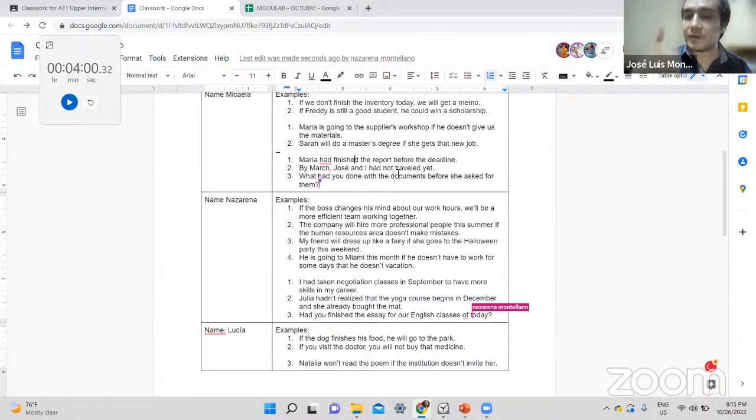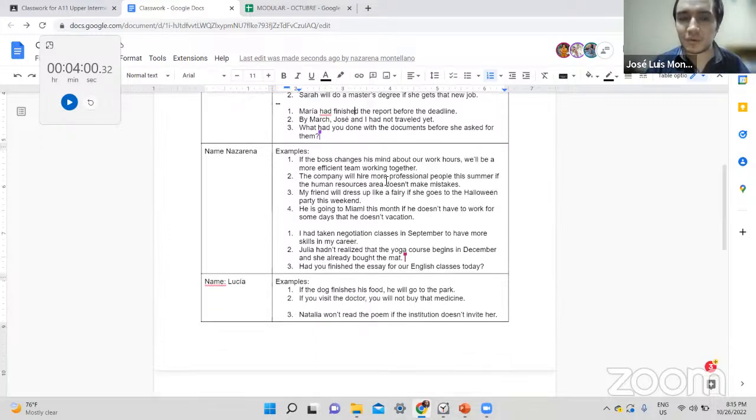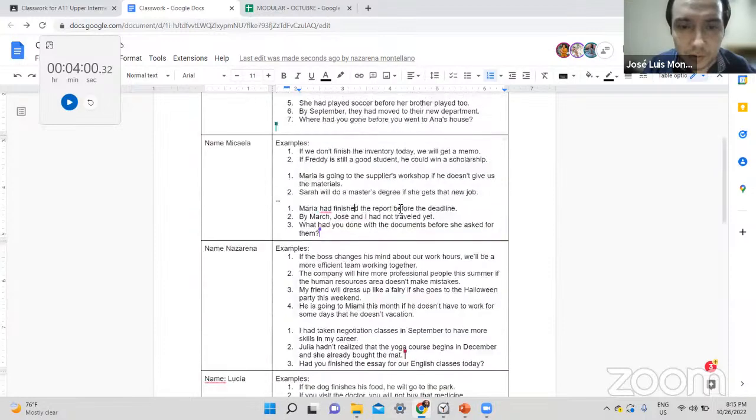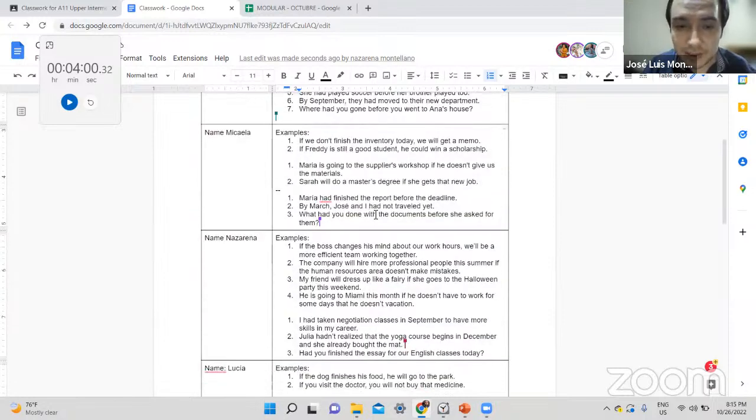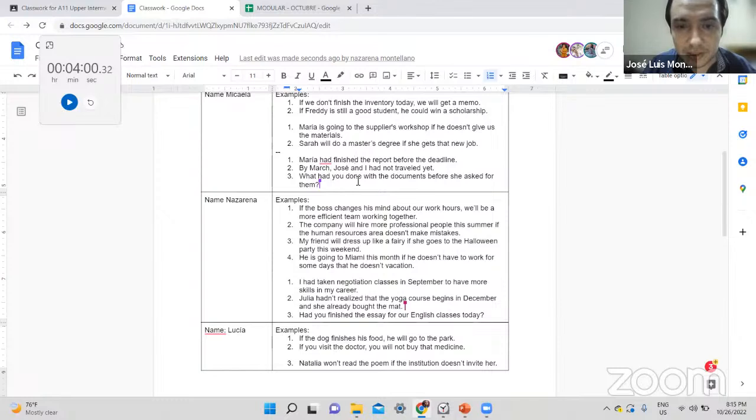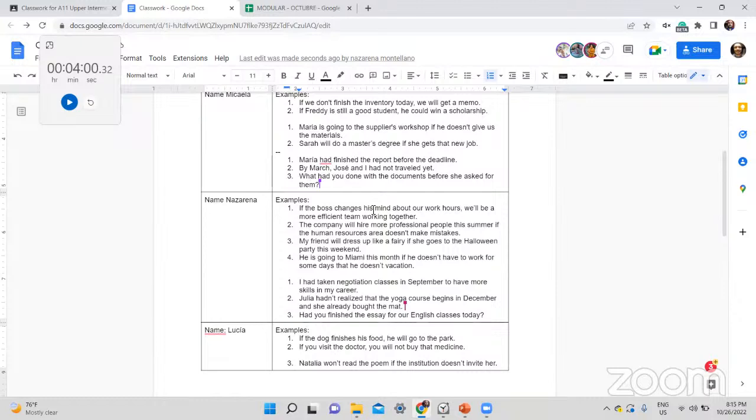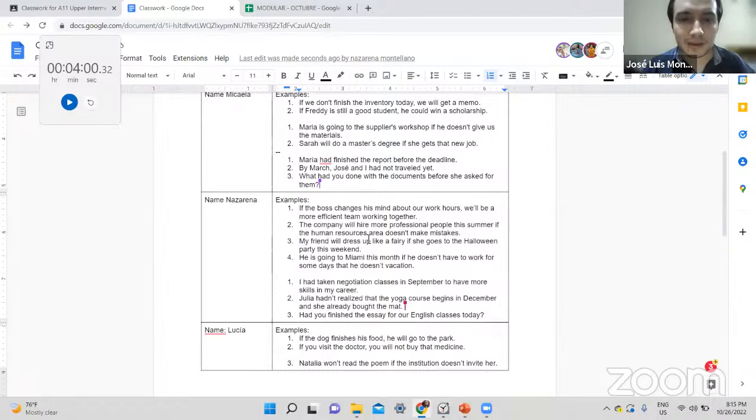Okay, so in very formal or formal situations, and when the organization is not clear, the past perfect is the best option. But if you have a sequence of actions, then you can use only simple past. All right, so good. I think I have no more observations. Actually, this is just a comment. March had not traveled yet. What had you done with the documents before she asked for them? Good. I believe that it's good. I don't know if you have any questions about that extra comment, Micaela. I don't have questions. Thank you so much, teacher. No, thank you, Micaela. Good.